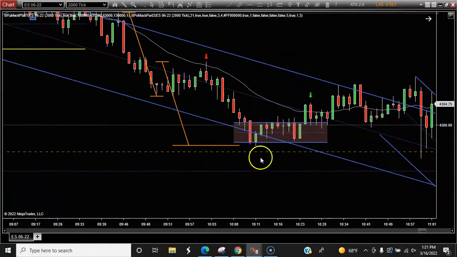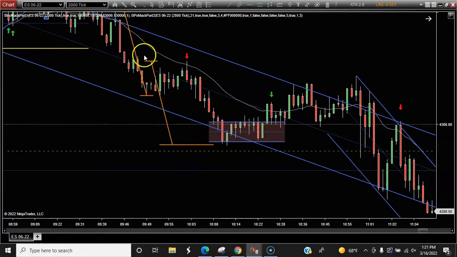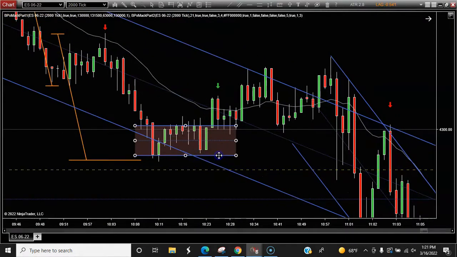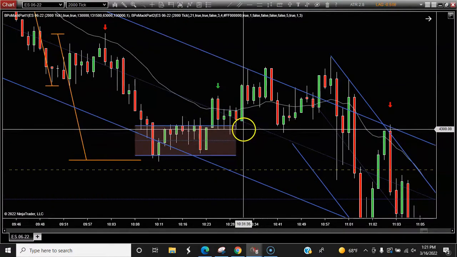And that leads to an overshoot of this channel. You can see we get two perfect measured legs before a pullback to the EMA. We form this pink range right here. And if you're feeling aggressive, I think this actually got you a scalp.